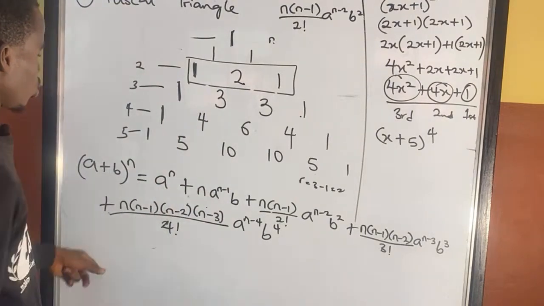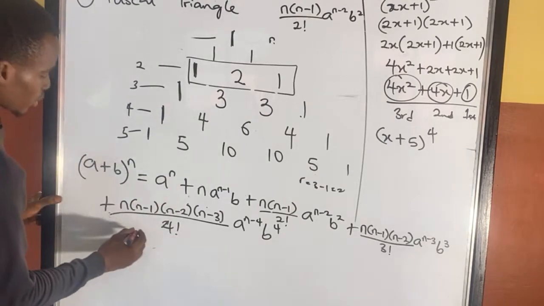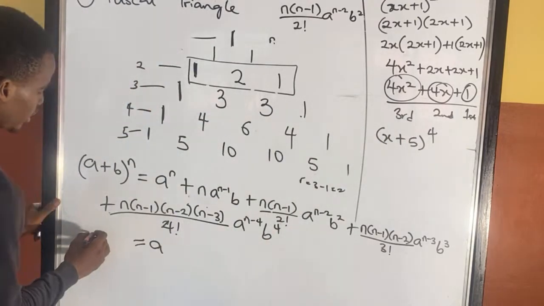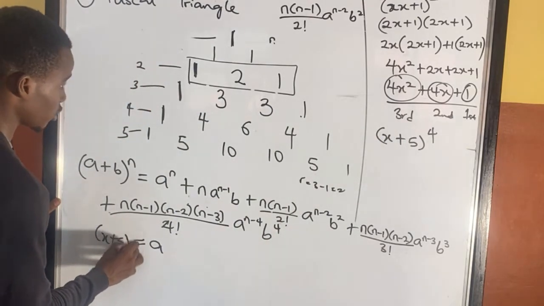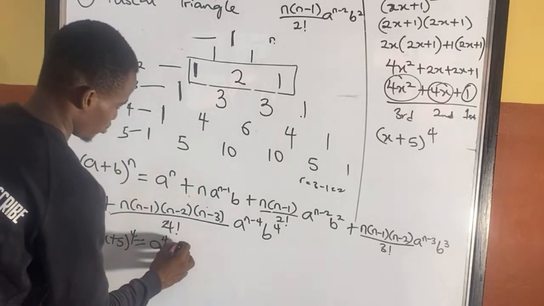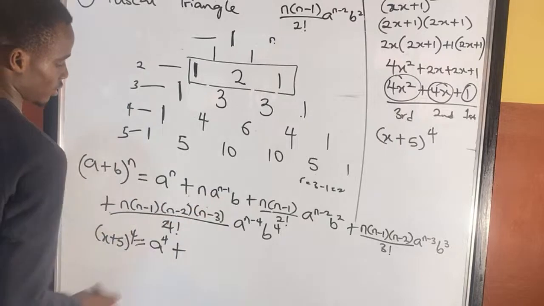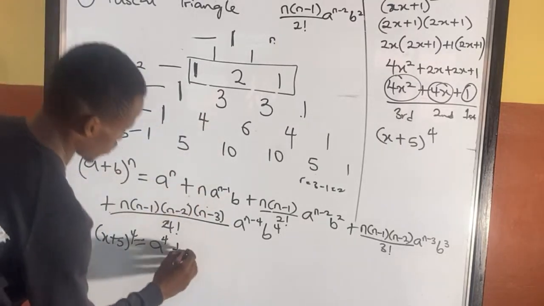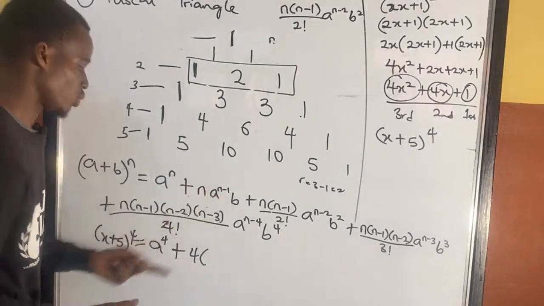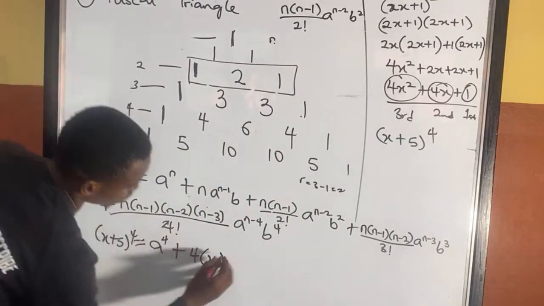And then we can now begin to put in our values. The value of n is what? A raised to the power of what? Based on the question, 4. So let me write it out. We have x plus 5 raised to the power of 4. A raised to the power of n, that's A raised to the power of 4. Plus, now instead of writing this n, we'll put 4. 4 in brackets, right? A raised to the power of n minus 1. What's our A? X. 4 minus 1 is what? 3.